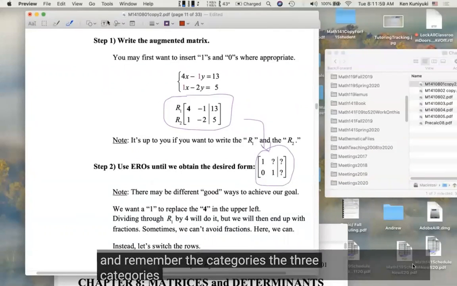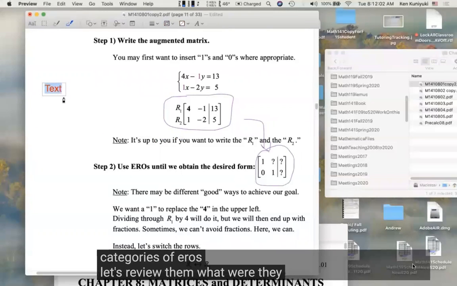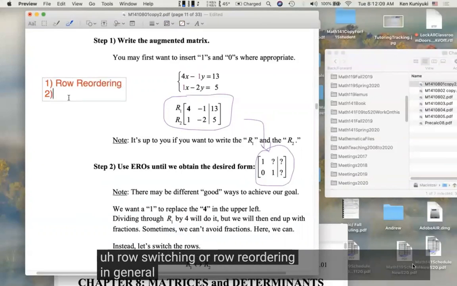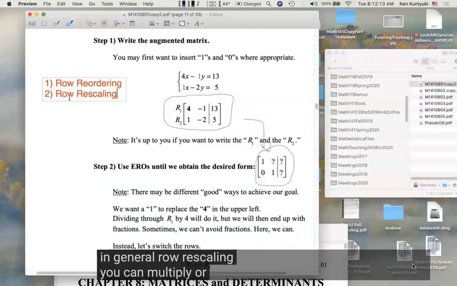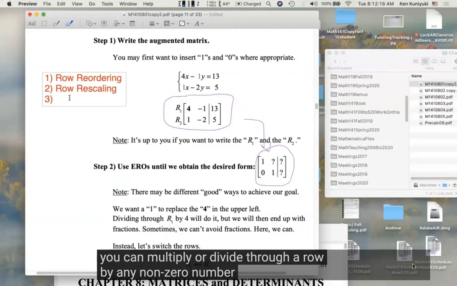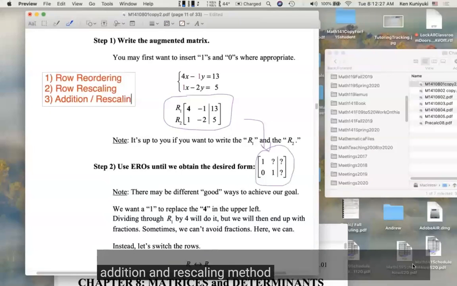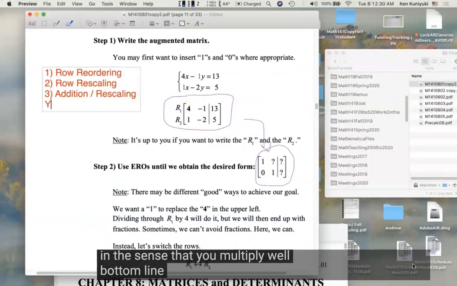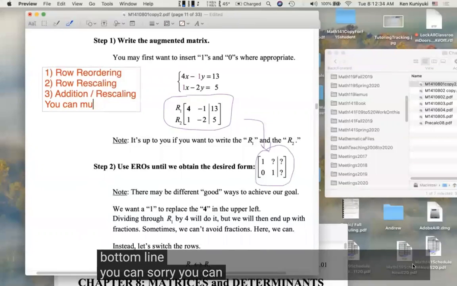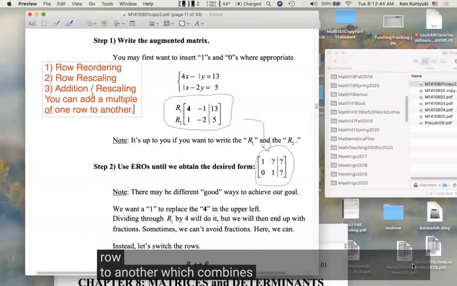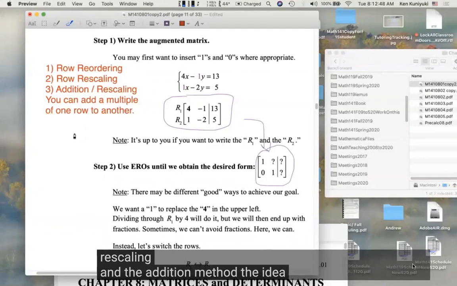And remember the three categories of EROs. Let's review them. What were they? Row switching or row reordering in general. Row rescaling. You can multiply or divide through a row by any non-zero number. And maybe the addition and rescaling method, in the sense that you can add a multiple of one row to another. You can add a multiple of one row to another, which combines the idea of rescaling and the addition method, the idea of adding equals to equals.